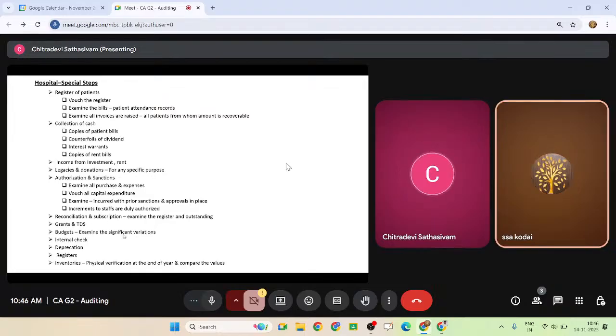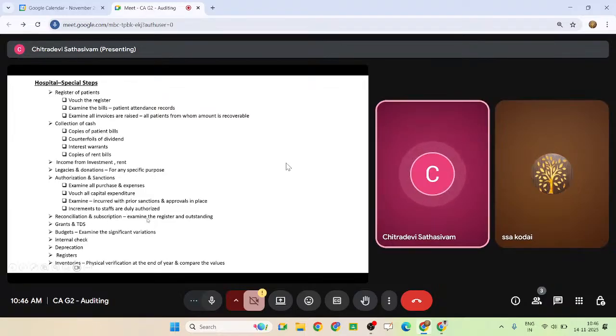Then again, reconciliation and subscription. You have to examine all the registers and see the outstanding amount, if anything has to be collected.